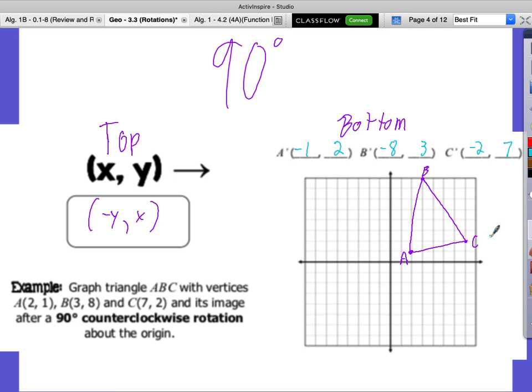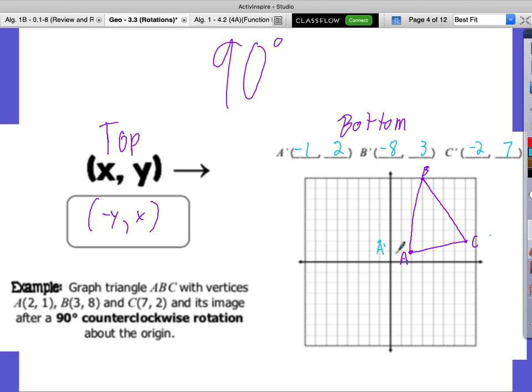We can graph these, plot these points. How'd you already know where it was? Sorry, what was that question? How'd you get the negative 1, 2, negative 8, 3, and 2? By using this. What'd you do though? You just moved it negative?